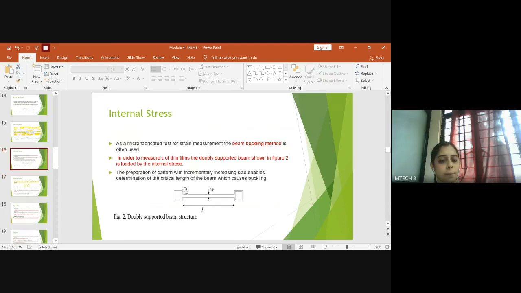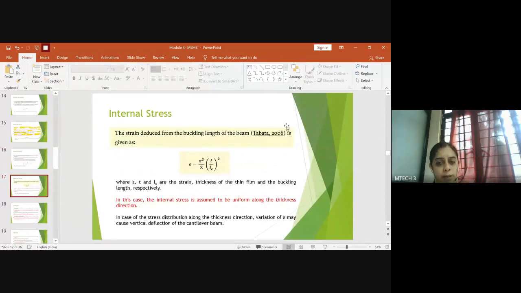So this was a basic concept to develop the internal stress. Once the theory of the internal stress was dealt with, then a person named Tabata in the year 2006 formulated an equation to identify the buckling length of the beam. He gave the equation as strain is equal to pi square upon 3 into T by L suffix C, whole square. So this was the equation given by Tabata to see the buckling length.